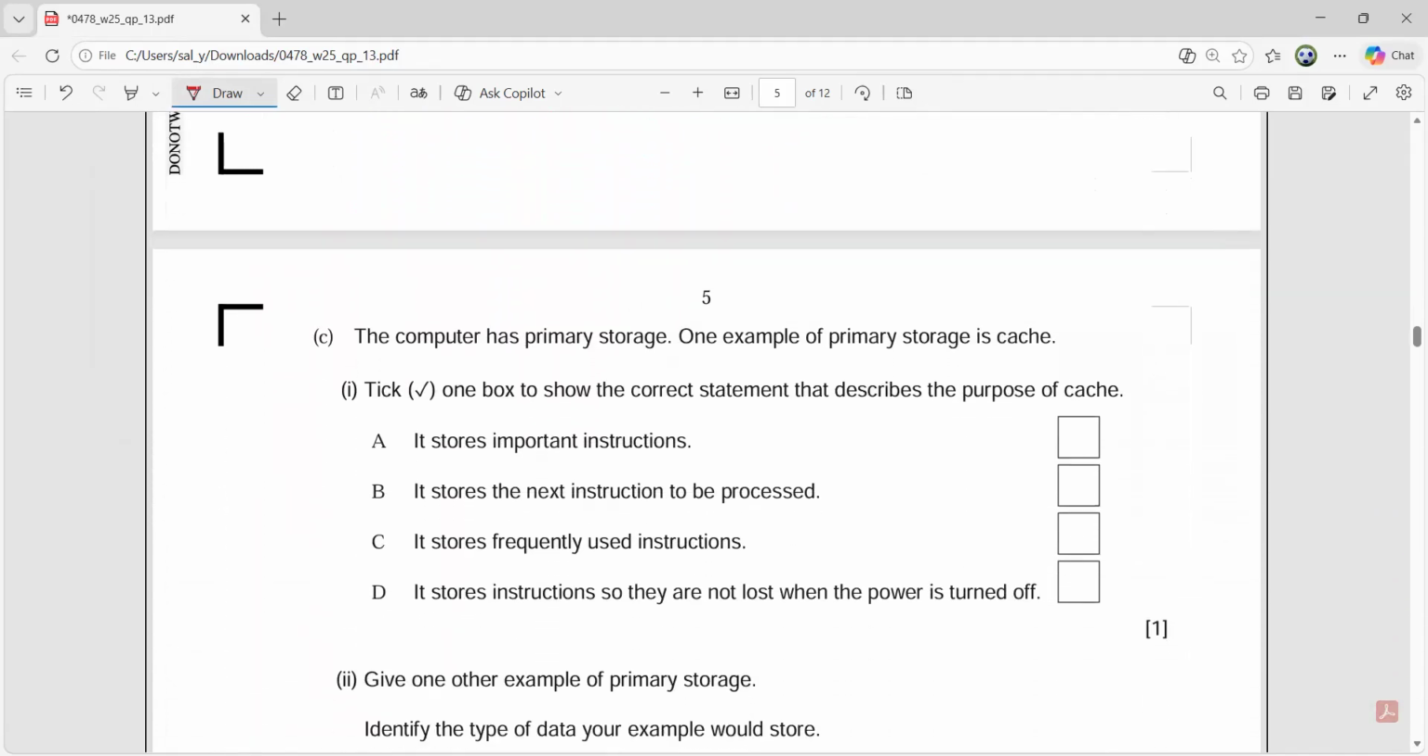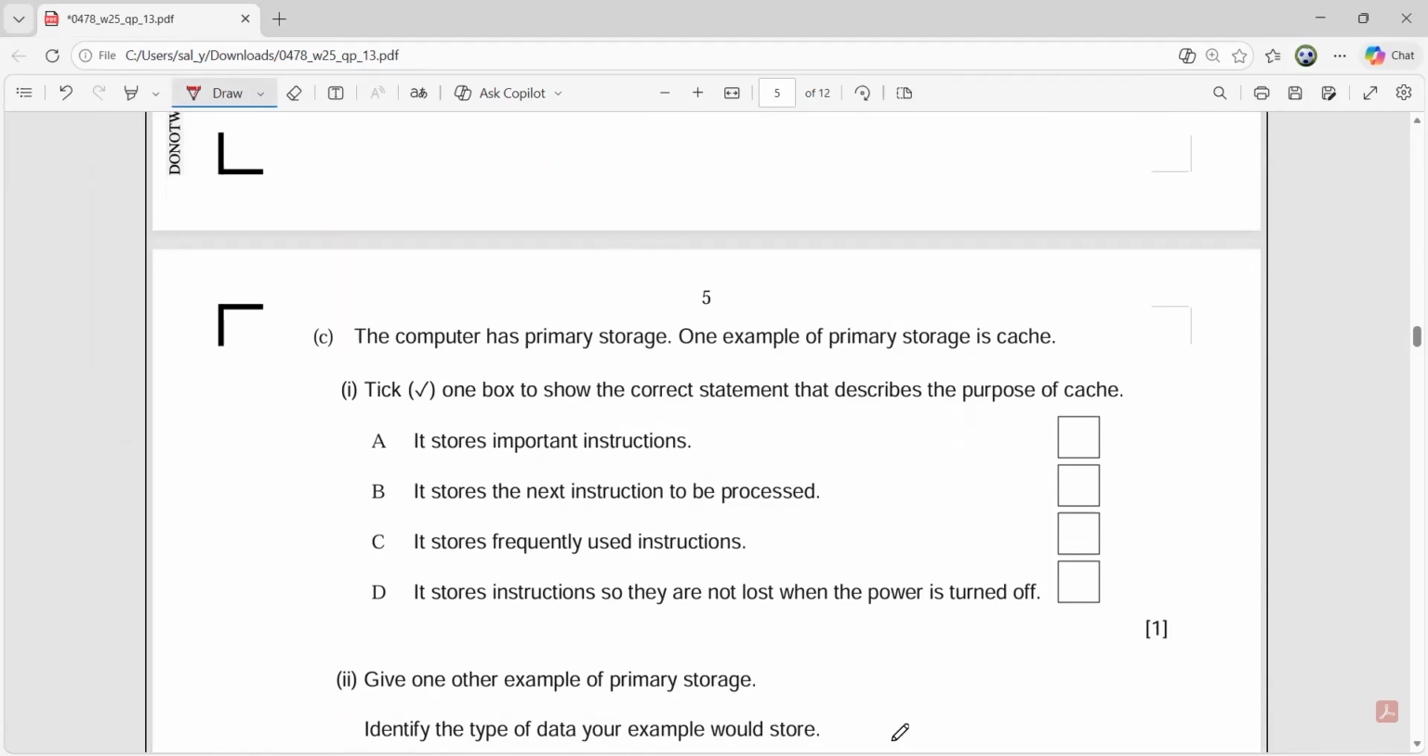Part C. The computer has primary storage. One example of primary storage is cache. Tick one box to show the correct statement that describes the purpose of cache. It stores important instructions. It stores the next instruction to be processed. It stores frequently used instructions. It stores instructions so that they are not lost when the power is turned off.